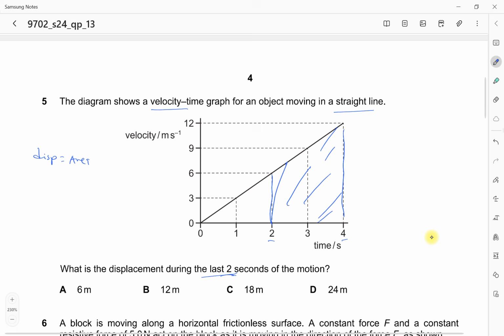You can take it as a trapezium where this is going to be 6, this will be 12, and this will be 2. Or I can take the bigger triangle minus the smaller triangle. So this is a half times 4 times 12 minus a half times the area of the small triangle, 2 times 6. So this is 24 minus 6, which I think is going to be 18 meters. So the answer here is going to be C.